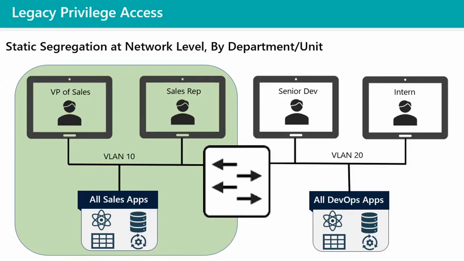Let's take a moment to review least privilege access and segmentation and why it is so important. First, we'll take a look at legacy privilege access. Historically, access was defined by department or unit. That means that different departments and units would be assigned to a static VLAN on the network. Typically, what this means is anyone in a particular department has the same access as everyone else in the same department.